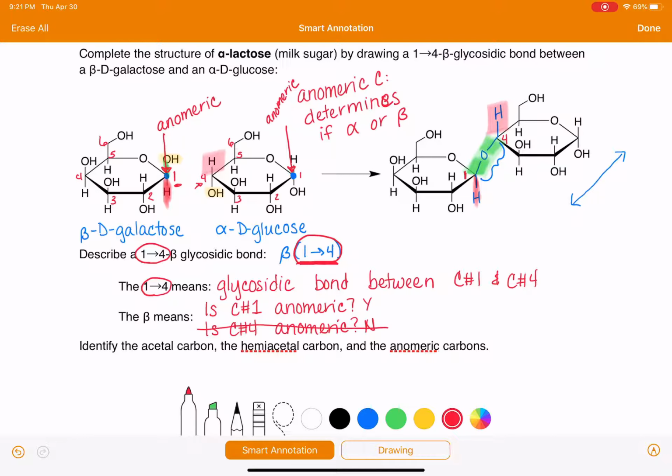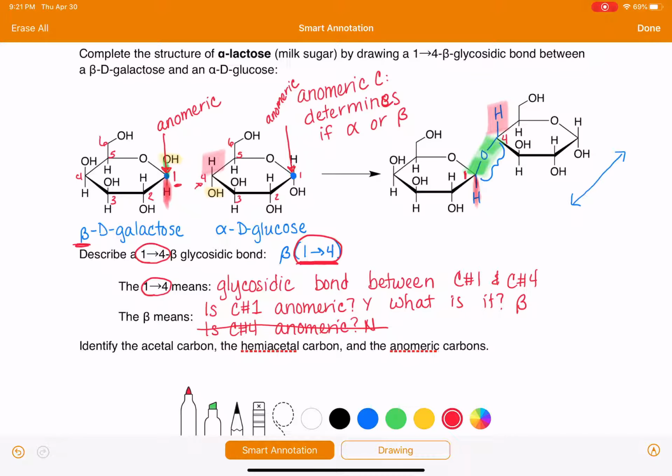So we pay attention only to the carbon that is anomeric, and it retains whatever its designation originally was. So since carbon number 1 is anomeric, what is it? It's beta. We've already decided that. And that's where that notation comes from. That's why we call it the beta glycosidic bond.